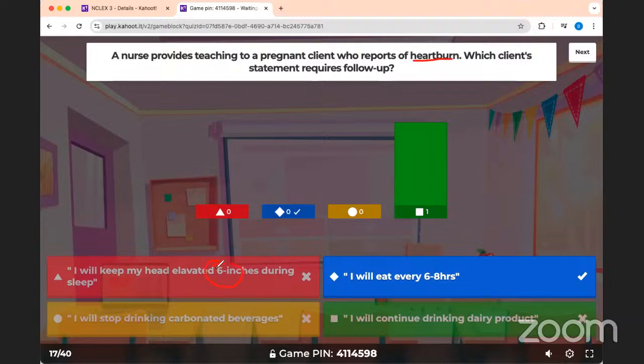They should raise their head up 6 inches, a couple of pillows, right? They should avoid carbonated beverages. You give them too much gas. Dairy product is okay. It does not cause heartburn. Eating 3 large meals means you're eating too much at once. You're supposed to eat small meals at a time. This is a tricky question, and so this is the right answer.